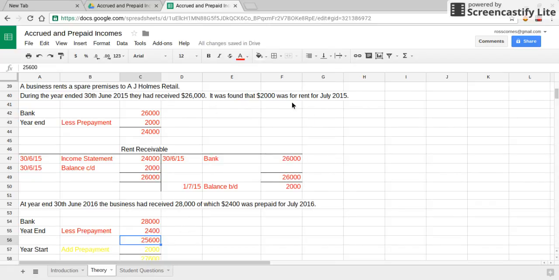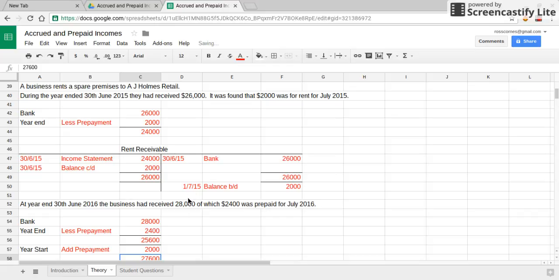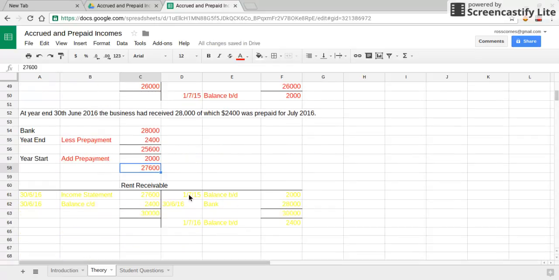And then what we need to do is to think about this 2,000, which was prepaid last year. Well, that 2,000 should be part of this year's income. So we need to add on that 2,000 that was received last year but was part of this year's income. And that therefore gives us a total income that we'd expect of 27,600.